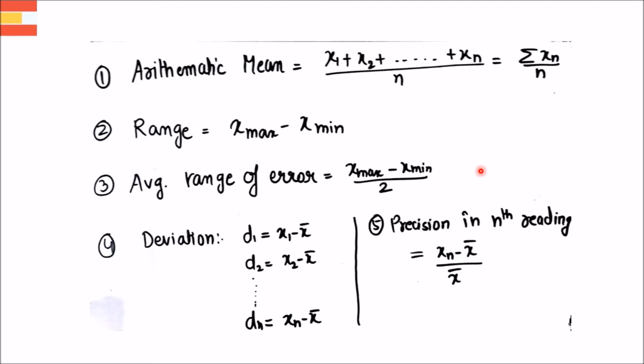Now we define the deviation. Deviation is defined as the departure of the reading from its arithmetic mean. So how much the value has deviated from its arithmetic mean is given by the deviation. The simple formula is to just subtract the mean value from that reading. Now the most important is precision in the nth reading. It can be calculated by dividing the deviation by the arithmetic mean.